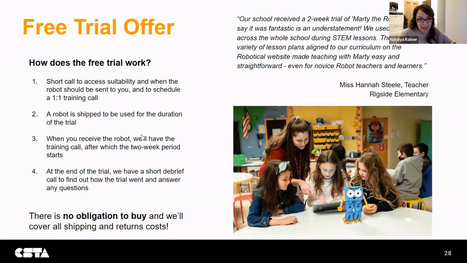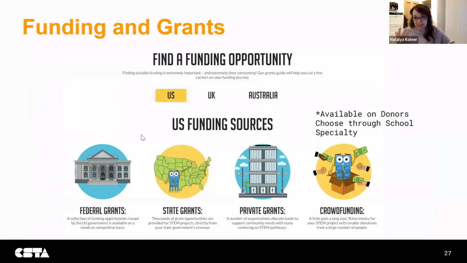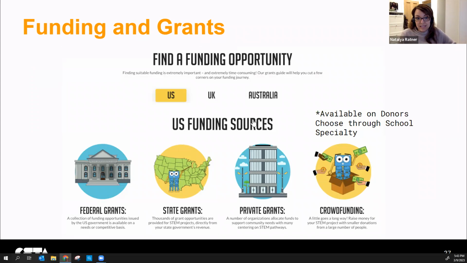In the next slide, we know that Marty is a premium product. It costs more than some of the rolling robots on the market. And so we've put together this resource on the website, and there's a link at the very end that takes you to it. It lists hundreds of different grants and funding opportunities as well as crowdfunding. We are now listed with School Specialty, so you can make a DonorsChoose project to buy your Martys and get it through School Specialty because they're an approved DonorsChoose vendor. The link for that is at the end as well. We also have a grant writing guide and tips on the language you can use to be more successful in your grant, and it's all in that resource on the website.